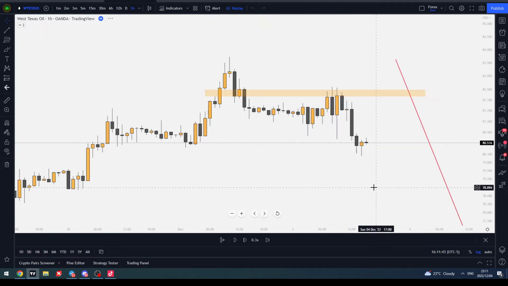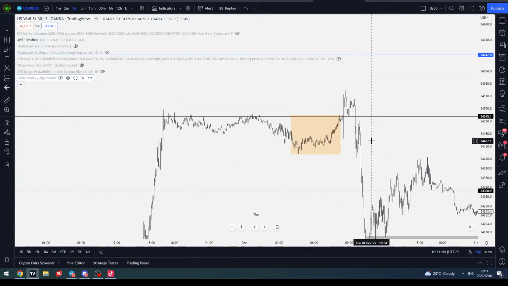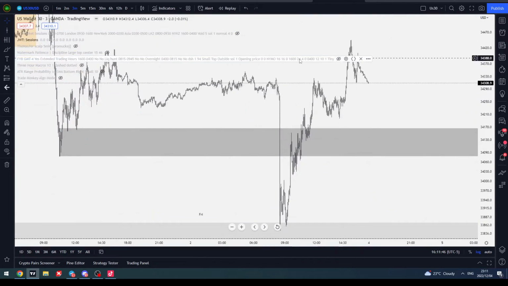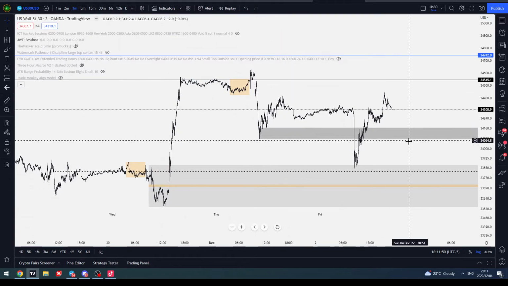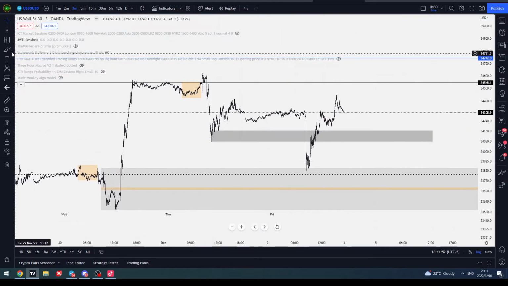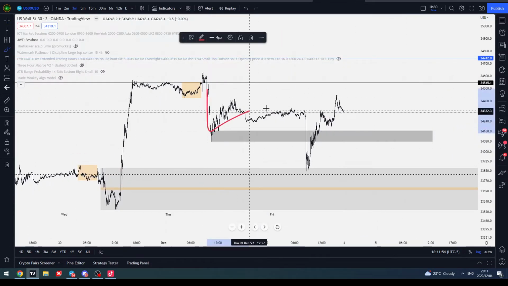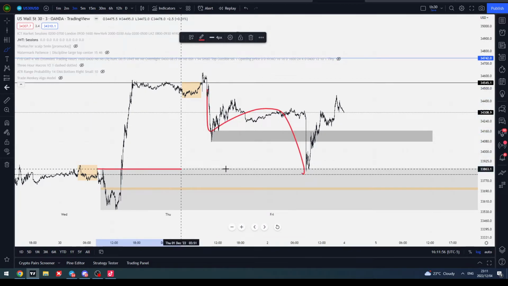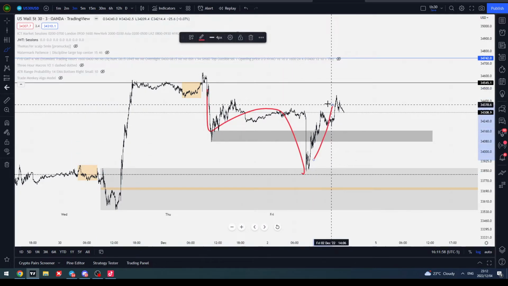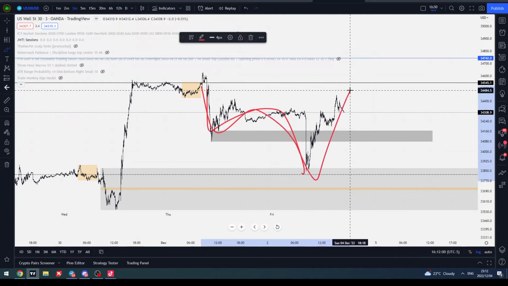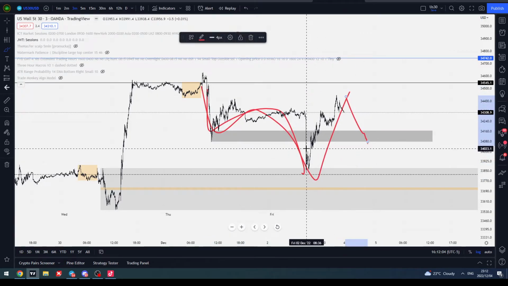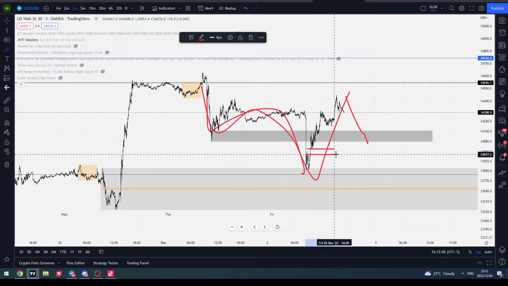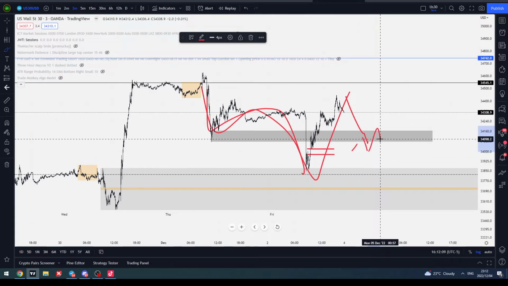Don't think there's much else to talk about. US 30, if we get a retracement back into this level, the gray zone here, that's something to take, because this was not reversal, this was retracement into imbalance. This is your zoom model playing out here. Any retracement back into the gray, it may go as low as this, then come back up here.